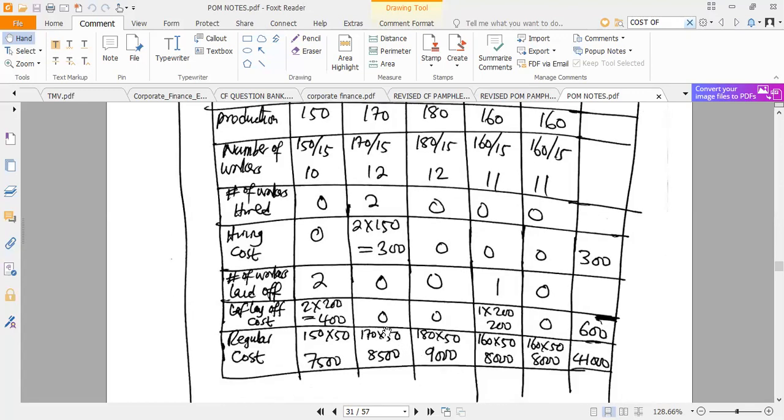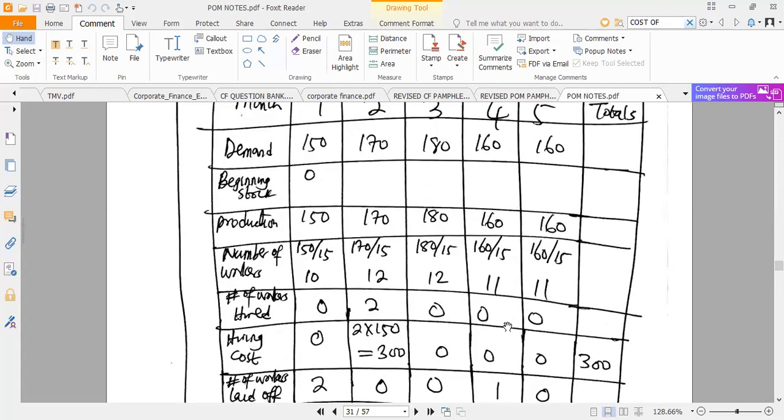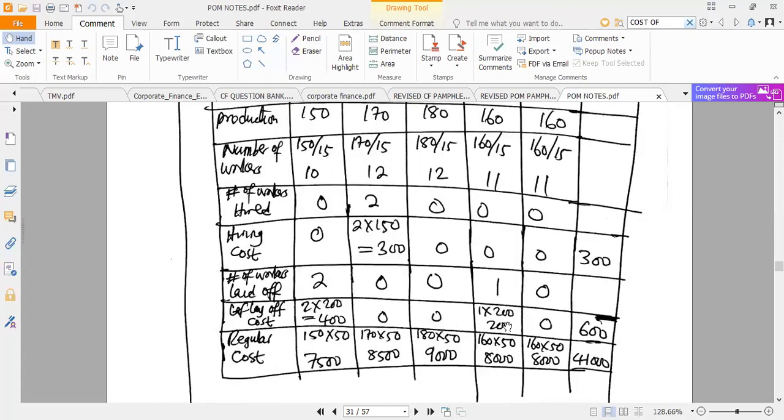So our layoff cost for the first month, whatever you want to call it, is 2 multiplied by 200, the laying off cost per worker, which gives us 400. Zero for the second month, zero for the third month. Then one worker multiplied by 200 is 200 for month four. And the total layoff cost we are getting is 600.